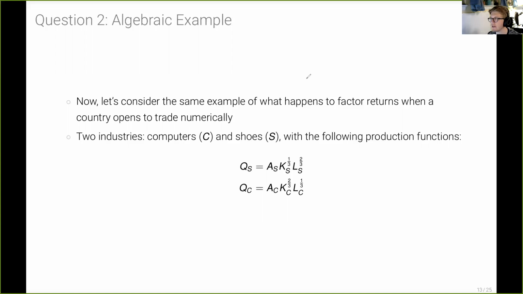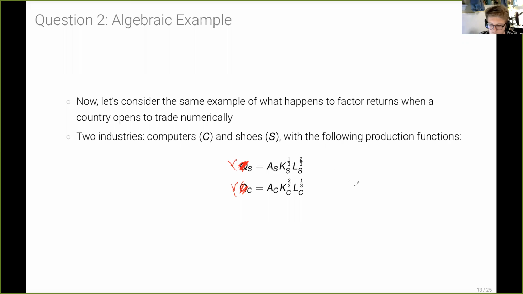And let's consider that case numerically. What I'm going to show is that when we consider things algebraically and numerically, the same results are going to hold up. So the setup is going to be the same. We're going to have computers and shoes with the following production functions. And just to make everything consistent with what you've seen in lecture, I'm going to write these as YS and YC.